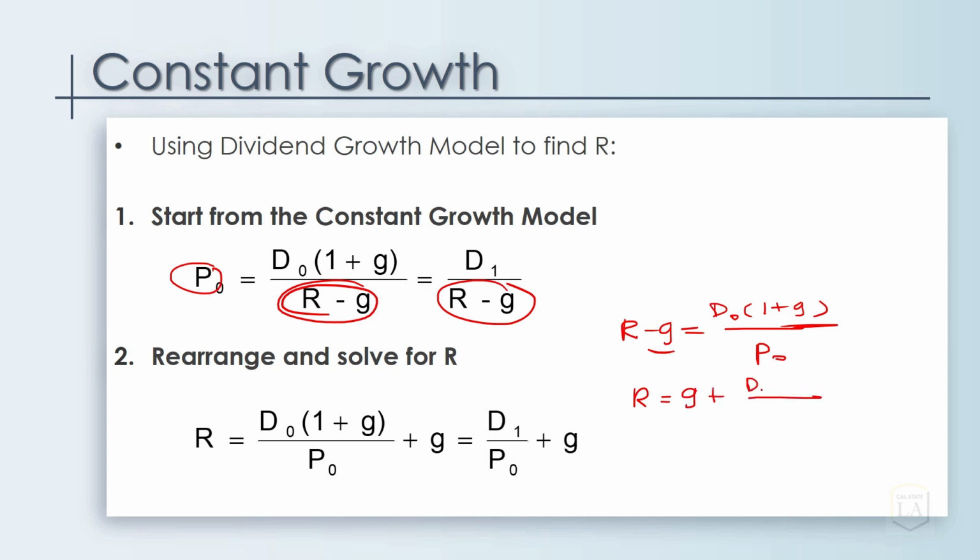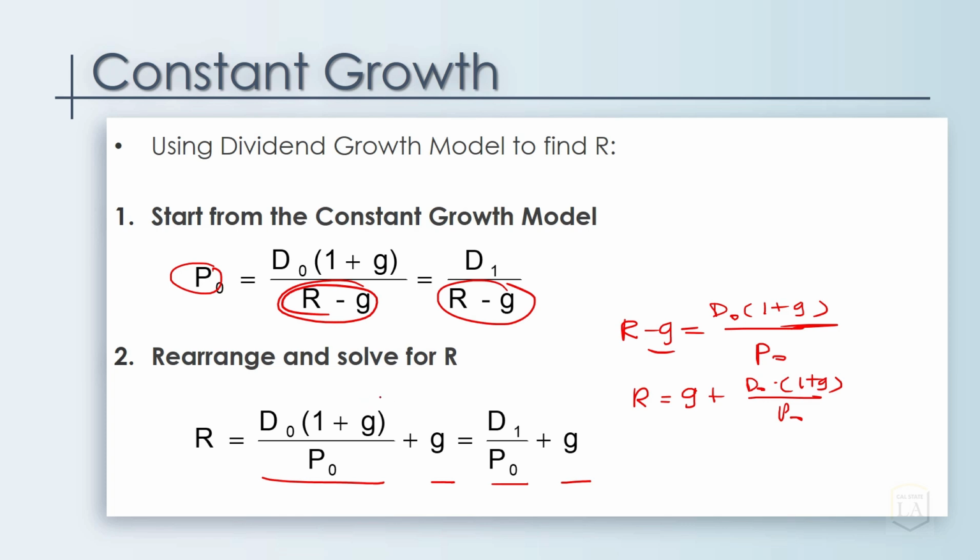So G plus D sub 0, 1 plus G divided by P sub 0. So it can be just written this way. Or maybe you can just replace the numerator with D sub 1. All right, so it can be just written either this way or this way. Whatever you're using, you can see that it's just split into two parts.